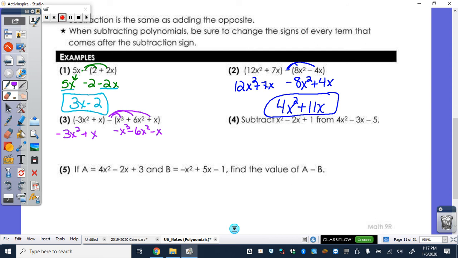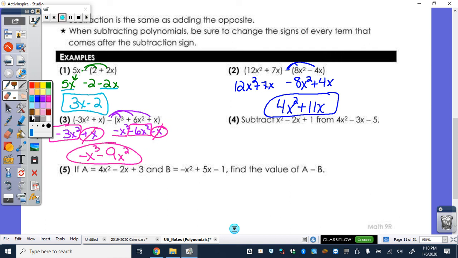So now, standard form, largest exponent needs to go first. Our largest exponent would be this x cubed right here. But there's no other x cubes for me to combine it with, so it's going to stay as negative x cubed. Negative 3x squared minus 6x squared minus 9x squared. And then what happens with plus x and minus x? They cancel each other out. So there's our final answer.